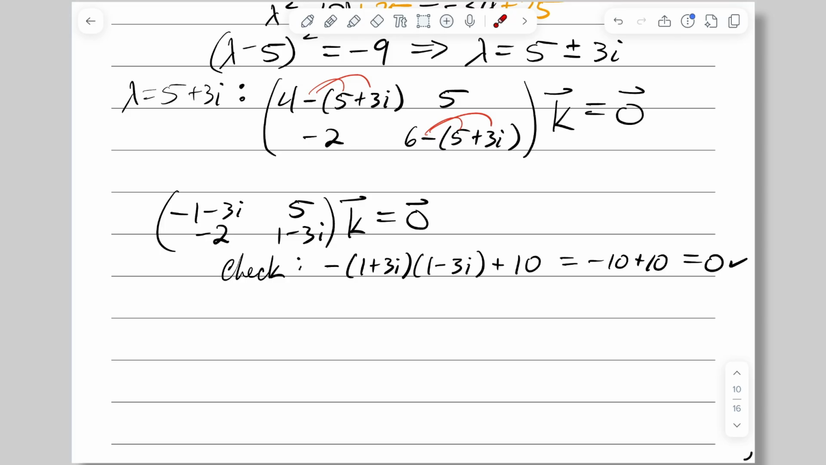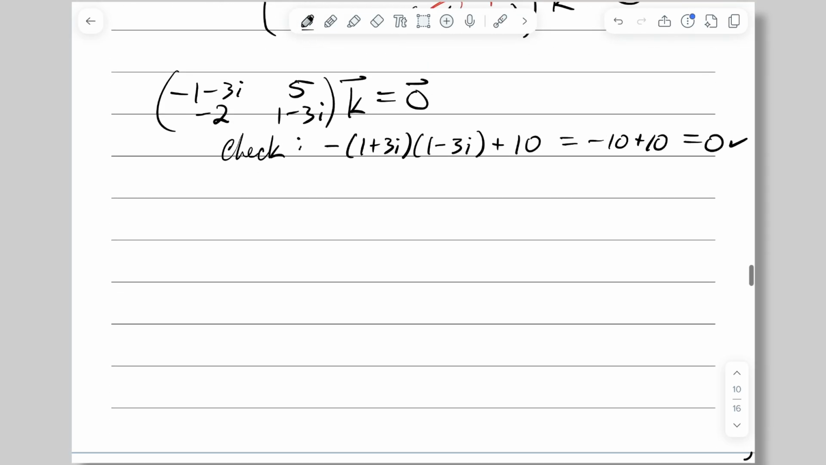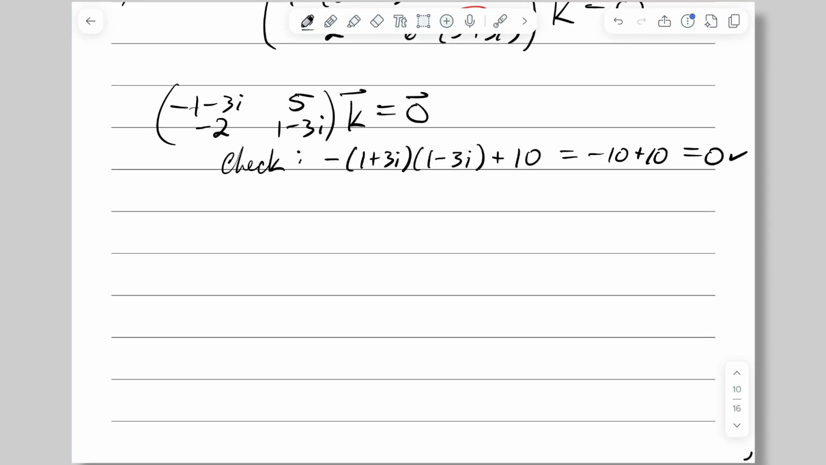To quickly check that, multiply the bottom row by 5 and multiply the top row by 1 minus 3i. Be careful with your arithmetic, and you'll see that they turn out to be the same. Since in our system both of these rows represent the same or equivalent equations, we can pick one or the other and write down the equation that it represents. I'll use the second row. Negative 2k1 plus the quantity of 1 minus 3i times k2 is equal to 0.